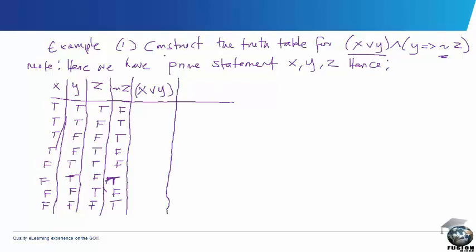Okay, and then what happens if it were to be x or y? X, that's our x, and that's our y. Okay, true and true, x and y becomes true.